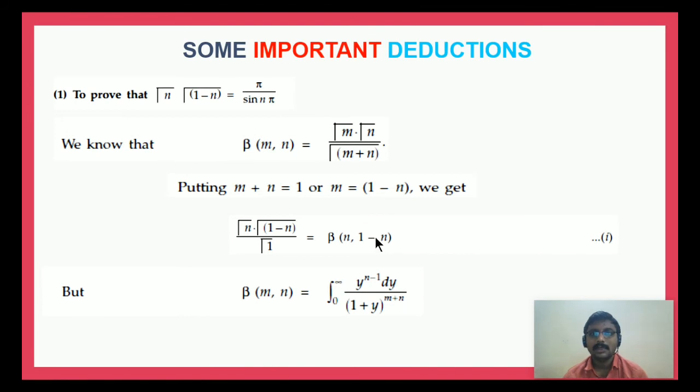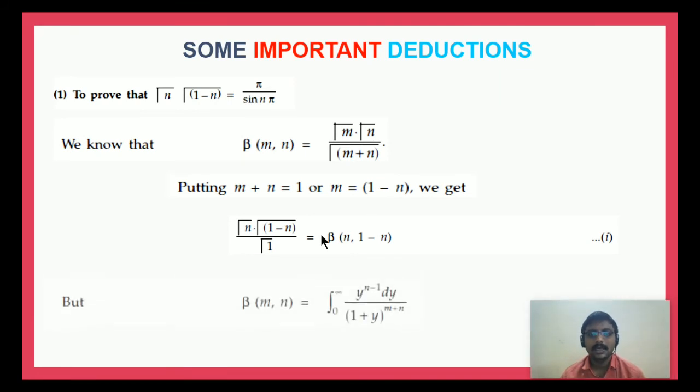Also we will have beta of m, n is always equal to beta of n comma m. So what is the property? Symmetric property. So we have beta of m, n is integral of 0 to infinity y power n minus 1 upon (1 plus y) whole power m plus n dy.